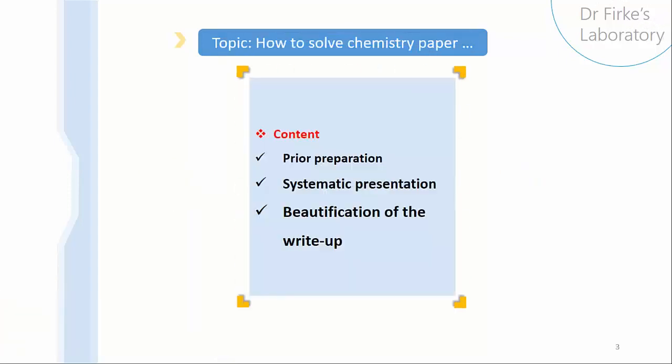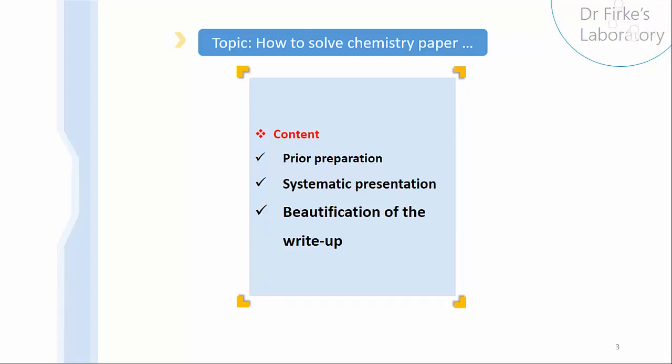The video is divided into three parts: prior preparation, systematic presentation, and beautification of write-up. Prior preparation refers to preparation that is to be done before receiving the question paper. Generally, the answer sheet is given 5 to 10 minutes before. These steps let you know what things you have to perform in a given time.